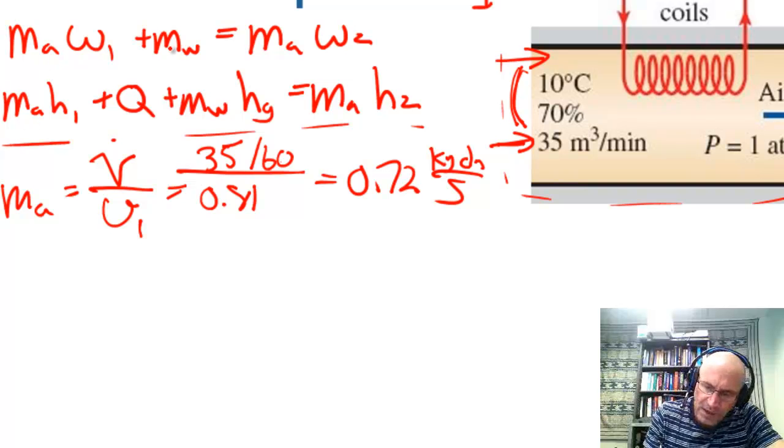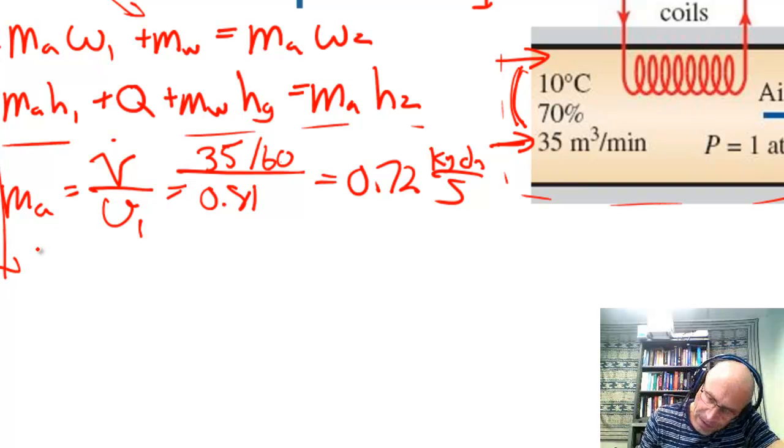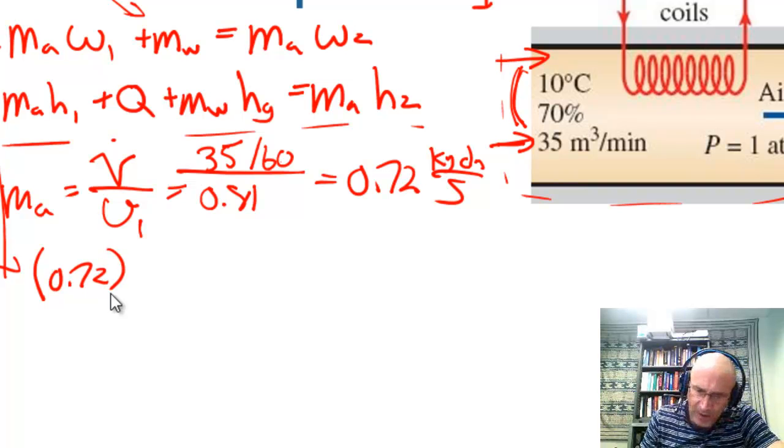So let's solve for our mass flow rate of water first, because that appears in the first equation, where I have one unknown, whereas both Q and m_w are unknown in the second one. So we'll solve the first equation first, the one I've listed up there. I've got my 0.72, which is the mass flow rate of air. And now we need to find what omega 1 is.